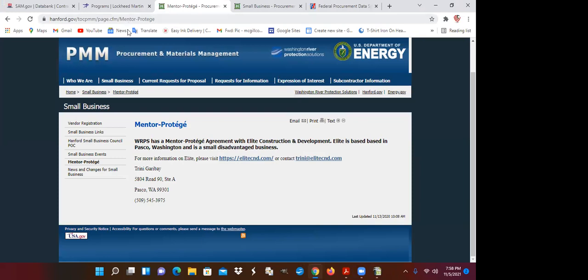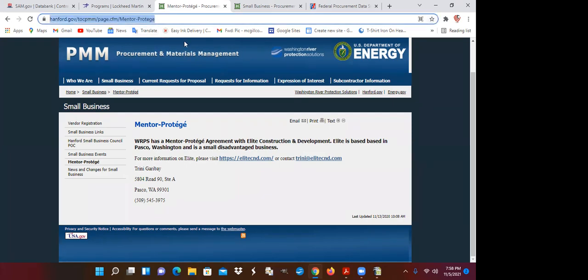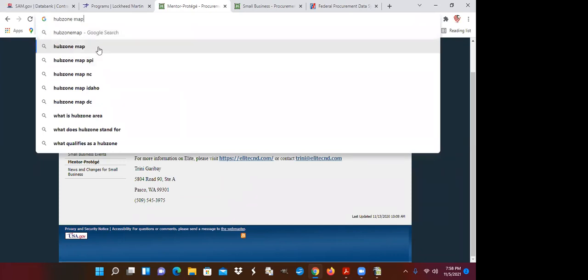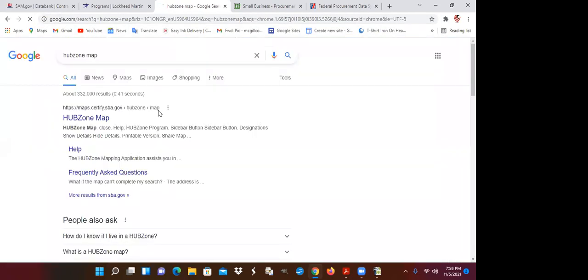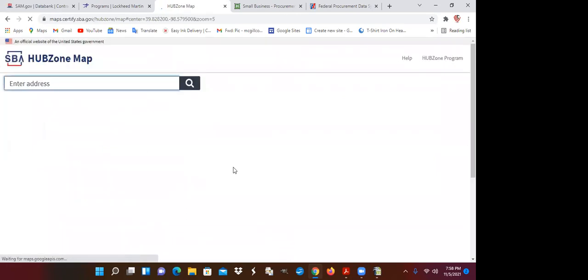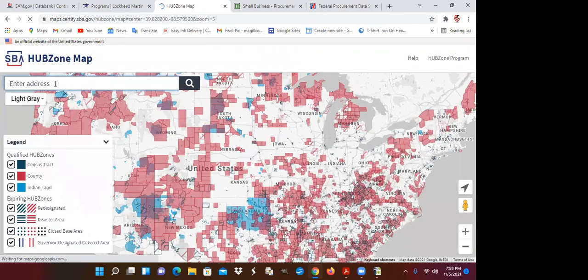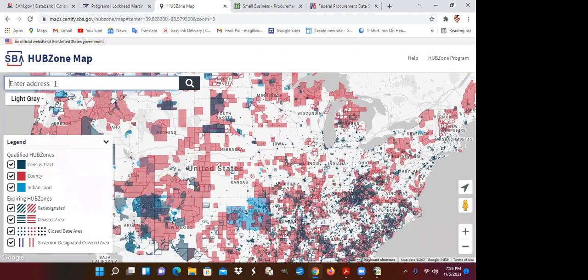One of the other things I wanted to go over was I had a few people asking me whether or not their business was going to be in a HUBZone or not. What you want to do is Google HUBZone map. Yeah, right here. You want to go to the HUBZone map, and you're basically going to enter your address.